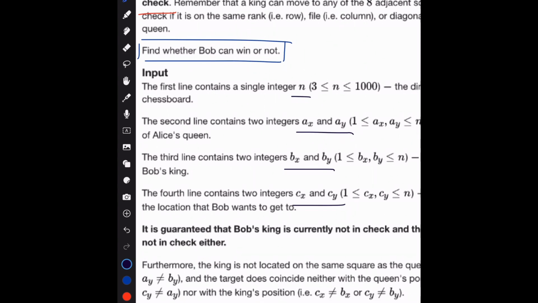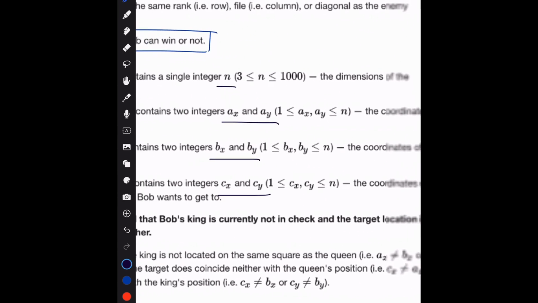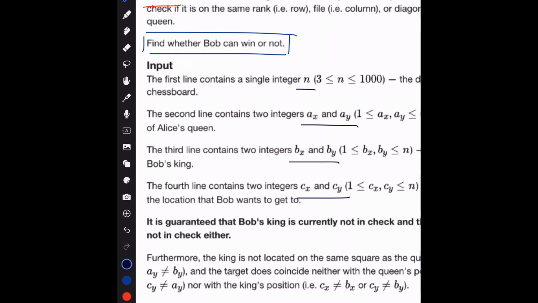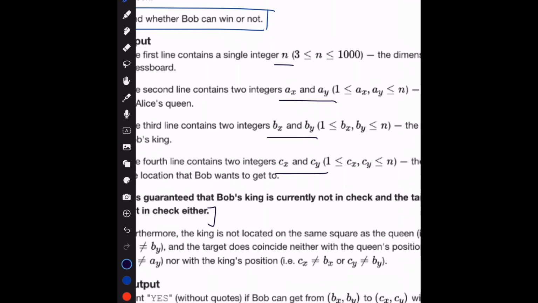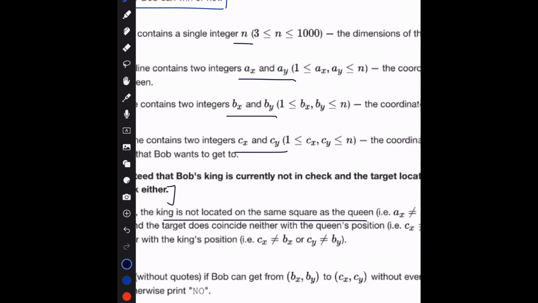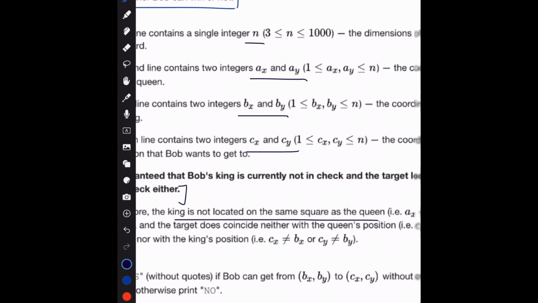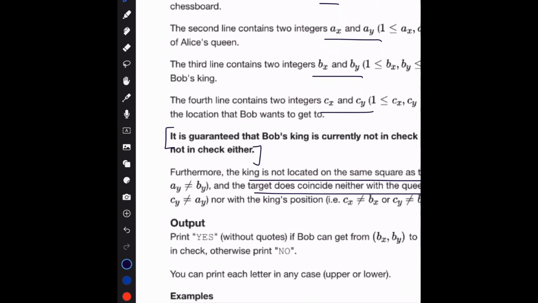It is guaranteed that Bob's king is currently not in check, and the target location is not in check either. This is another condition that is given. So it is not like as soon as you start playing you are going to lose. No, the king is not in check at the start. Furthermore, the king is not located on the same square as the queen. And the target does not coincide with the queen's position, nor with the king's position.